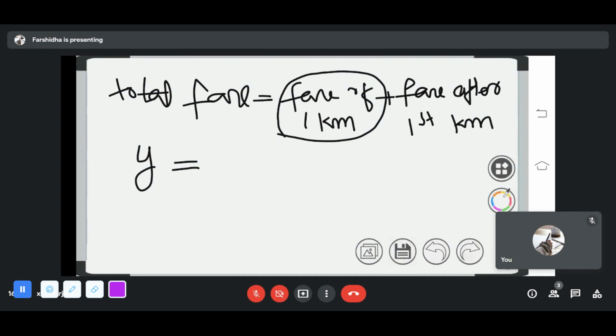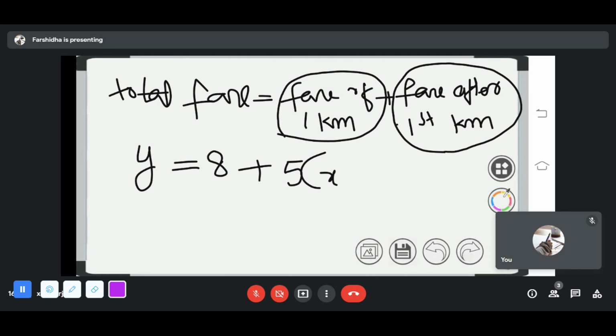What is given in the question? For the first kilometer, the fare is 8. Okay, 8 plus what is the fare after the first kilometer? It is 5 into bracket x minus 1. Yes, 5 into x minus 1. That's all. You can solve this one.